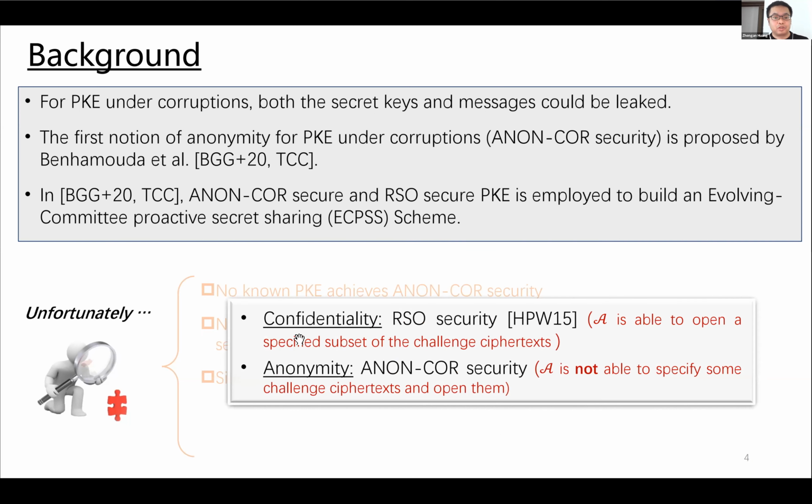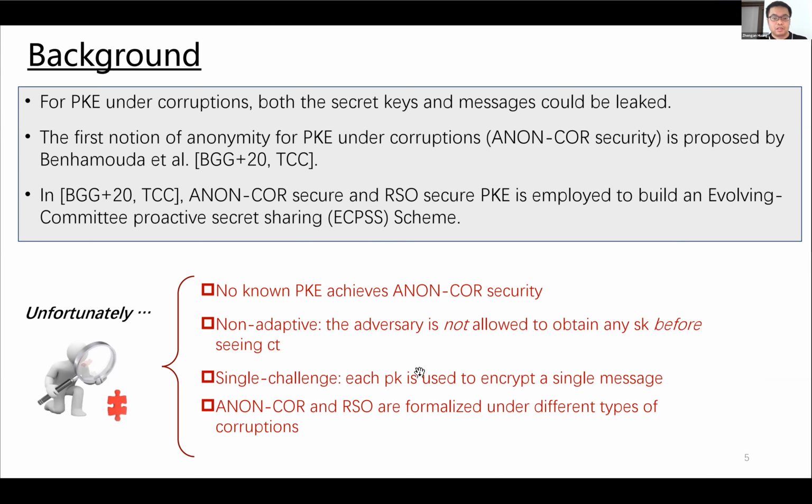Moreover, both confidentiality and anonymity under corruptions are needed to build an EPSS scheme. But we noticed that for ISO security, the adversary is able to open a specified subset of the challenge ciphertexts, and for anonymous CLR security, the adversary does not have this kind of ability. So these two security notions are formalized under different types of corruptions.